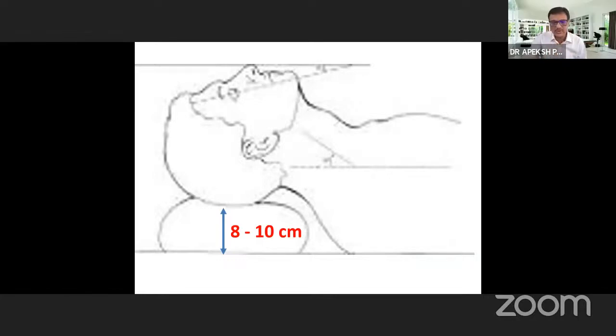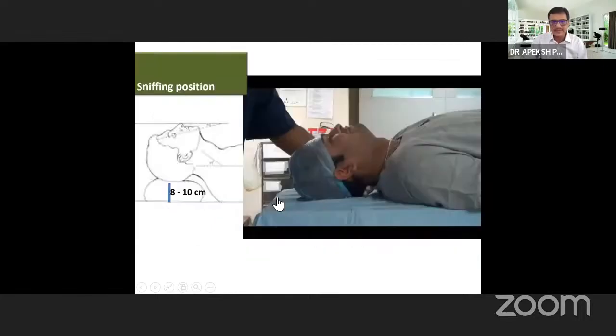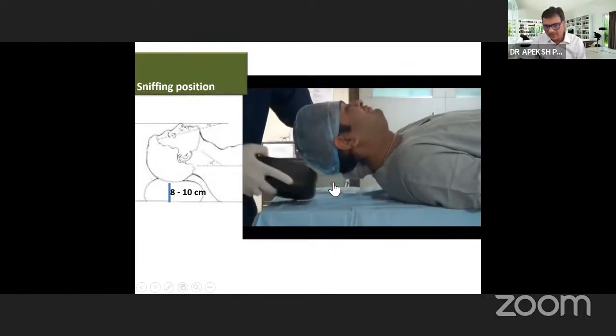To give the sniffing position, you need to flex the cervical spine, and for that you need to keep at least 8 to 10 centimeters height underneath the occiput. And then you need to extend the face plane. This is flexion of the cervical spine and this is extension of the AO joint. How to give the sniffing position? Look at this video. This is flexion of the C-spine.